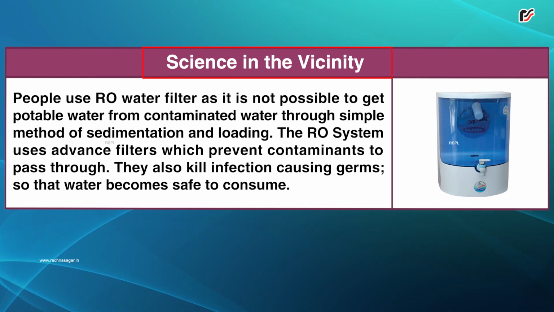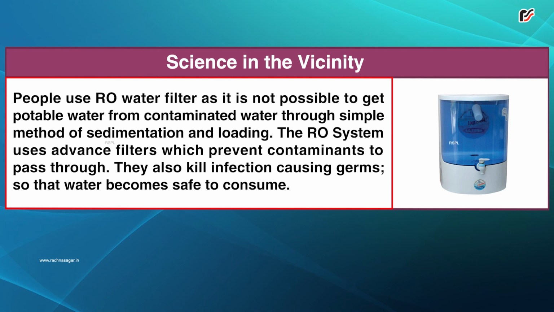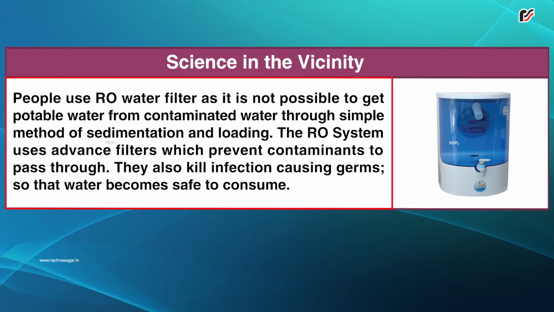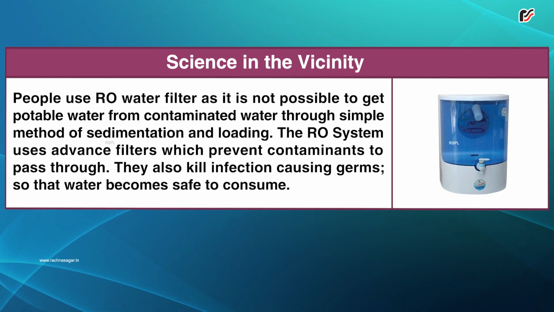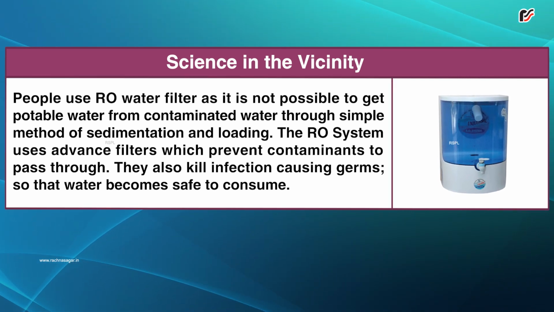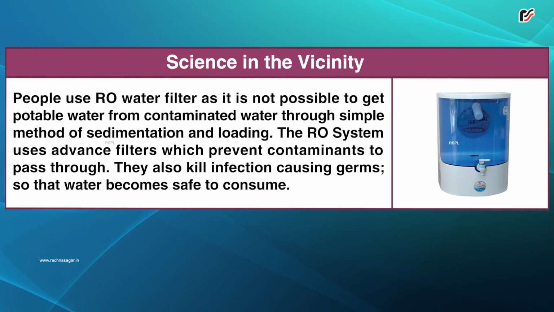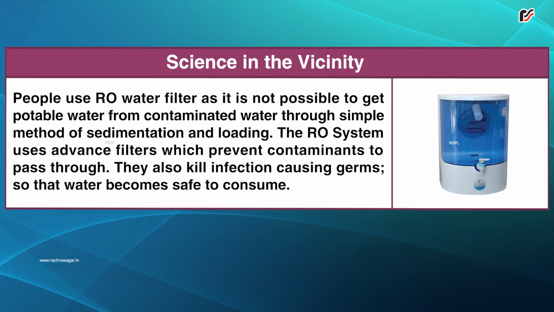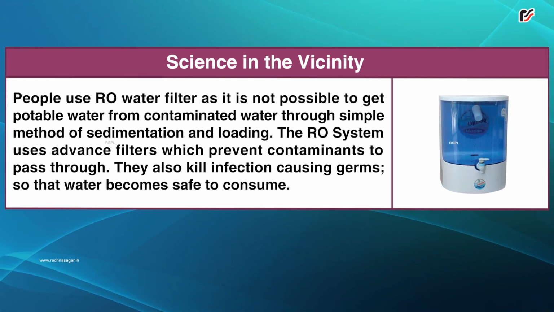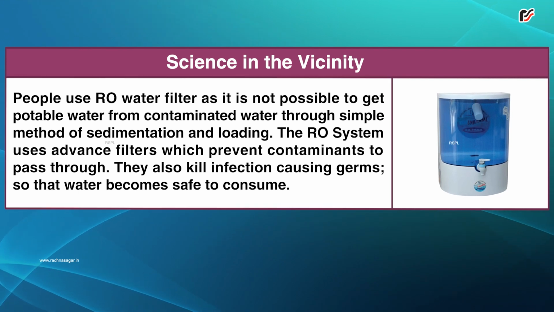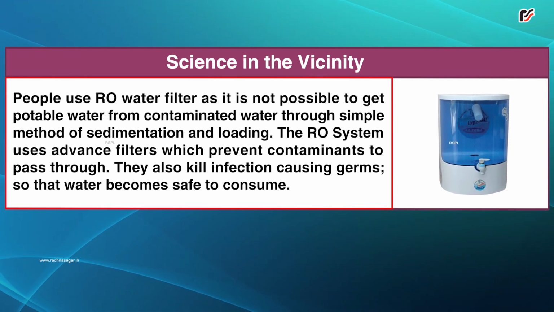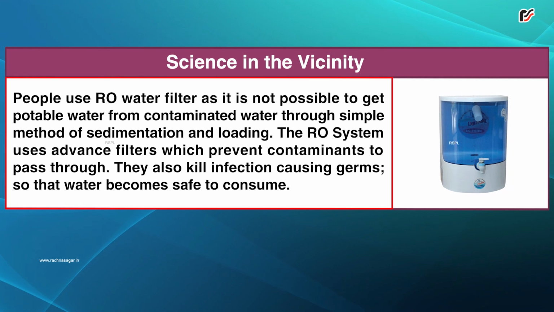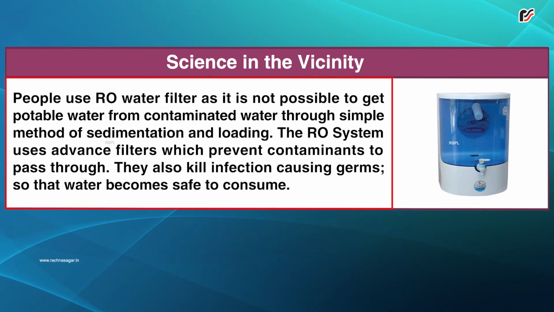People use RO water filters as it is not possible to get potable water from contaminated water through the simple methods of sedimentation and decantation. The RO system uses advanced filters which prevent contaminants from passing through. They also kill infection-causing germs so that water becomes safe to consume.